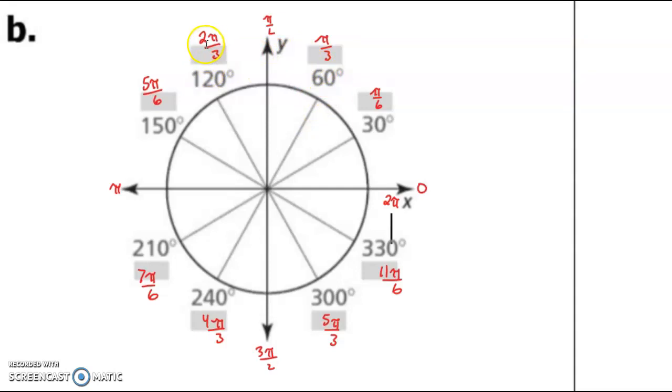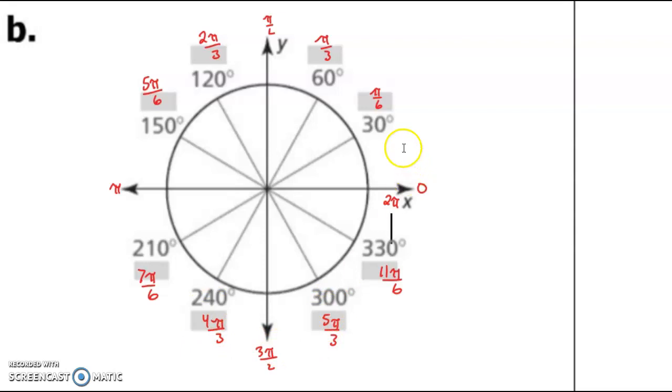That's 2 pi over 3. All right, 3 times 60 is 180. 3 pi over 3 is just pi. 4 times 60 gets us to 240. That's down here. That's 4 pi over 3. 5 times 60 is 300. There's 5 pi over 3.